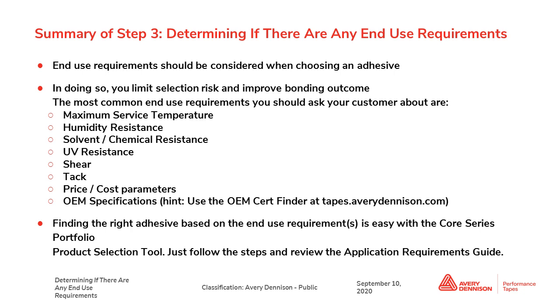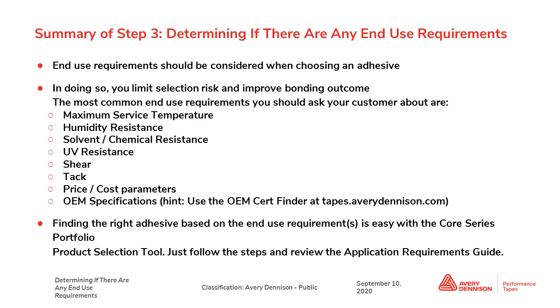Okay, so as a summary of today, thanks everybody for tuning in this hour. This was step 3, really considering all the end-use requirements. You need to consider these things. The ones you're going to want to consider, again, are maximum service temperature, humidity, solvent and chemical resistance, UV resistance, shear, tack, price, and all of that is in the product selection tool that we have available. We try to make it very easy. Of course, you guys can reach out to your sales rep, to our customer service, and to our engineering teams for help. But we like to think that the guide makes the selection process easy for you guys.